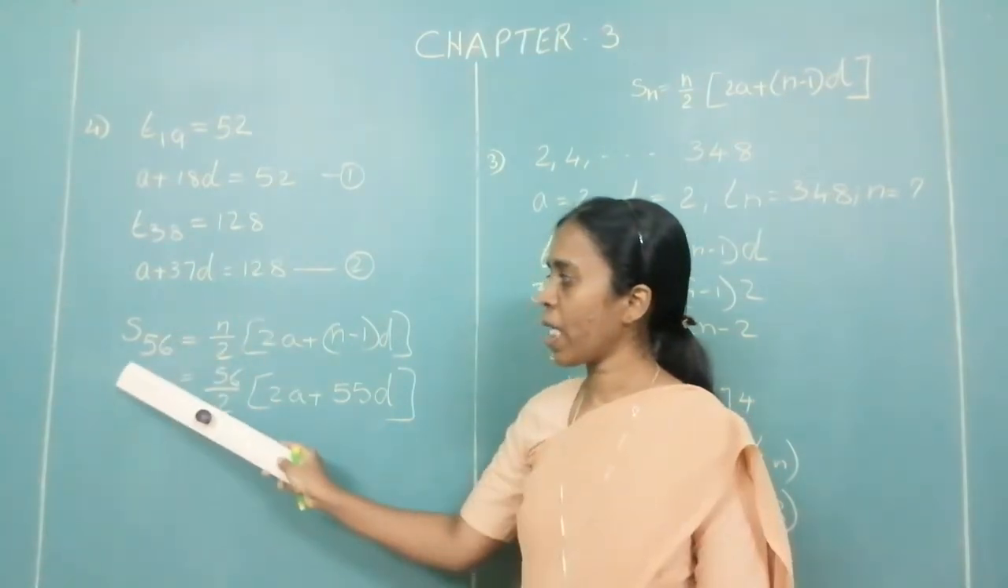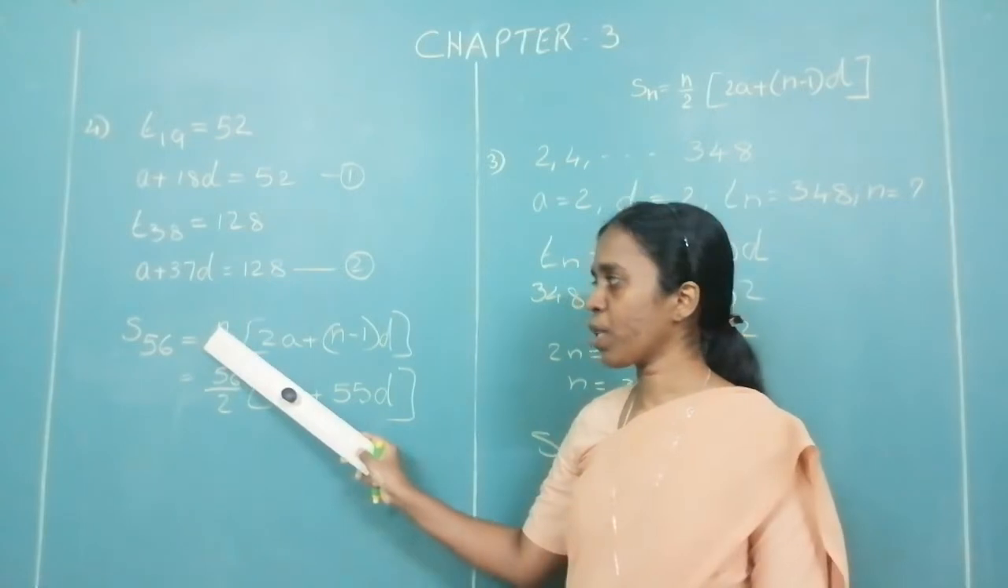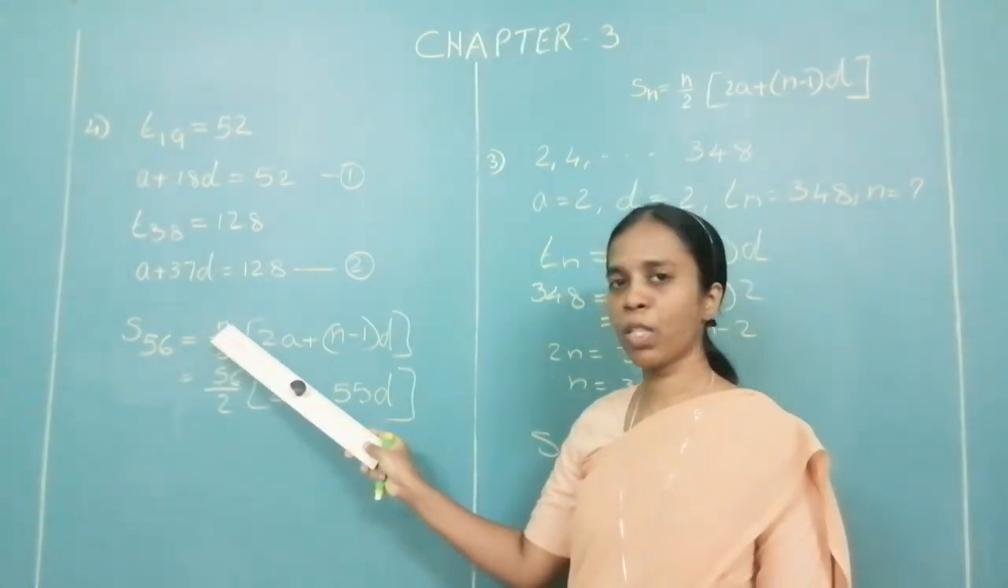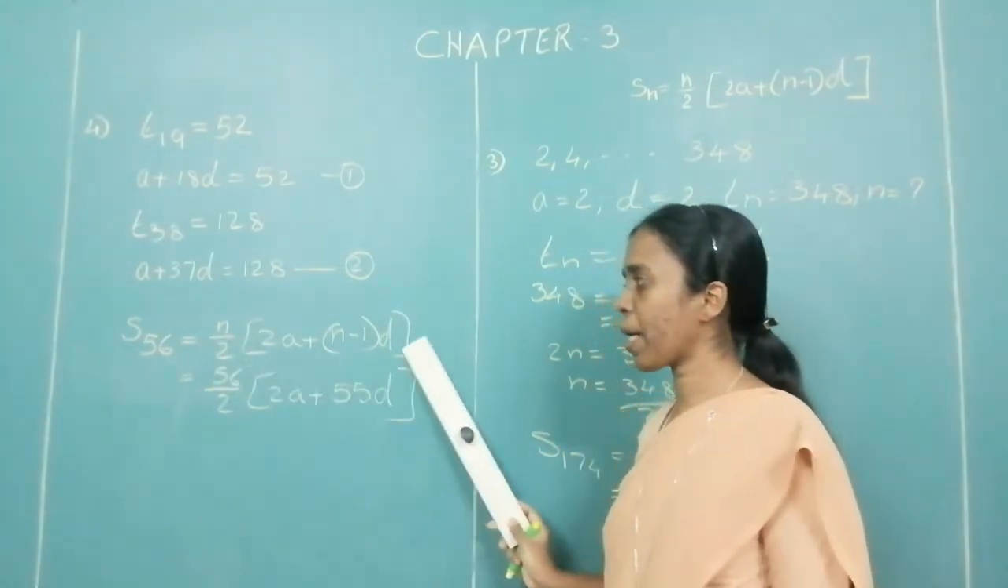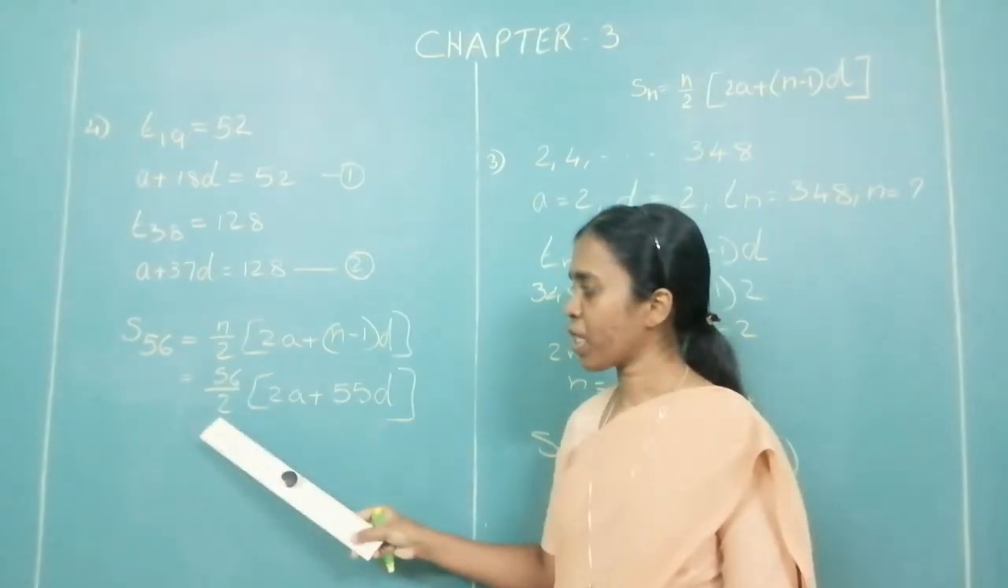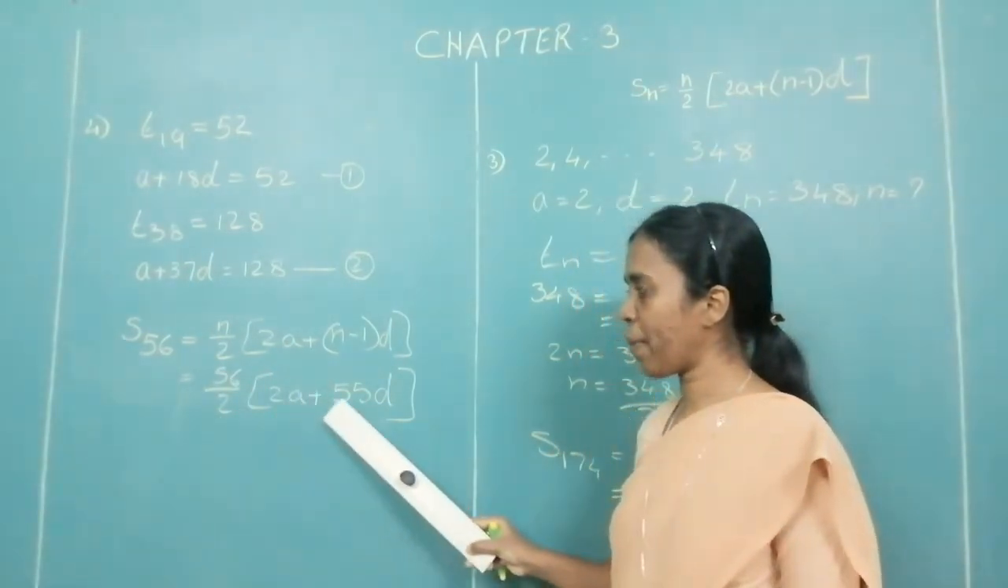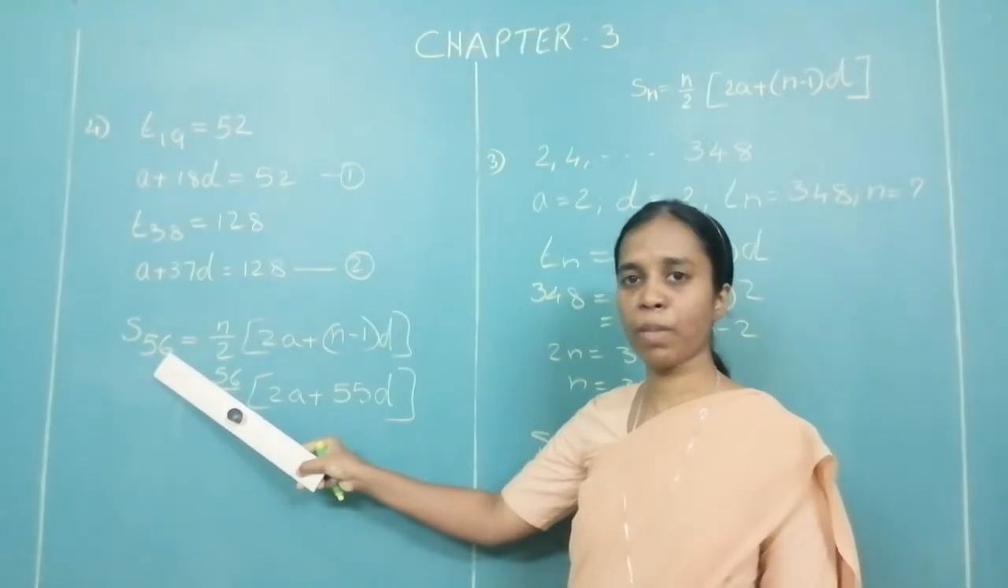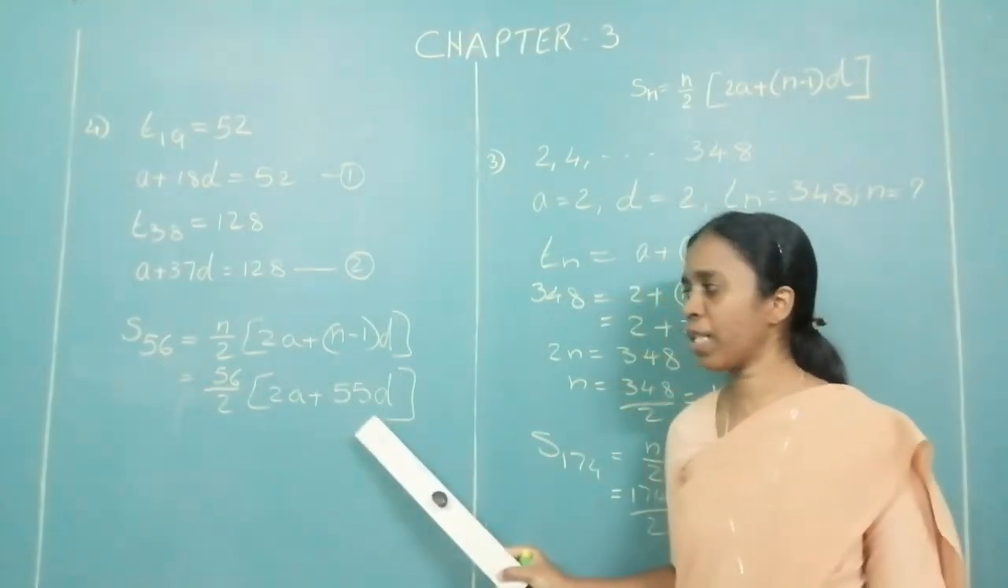S56 is equal to, what is the formula? N upon 2. N is 56. 2a plus n minus 1 into d. 56 upon 2. 2a plus n minus 1. 56 minus 1 is 55d.